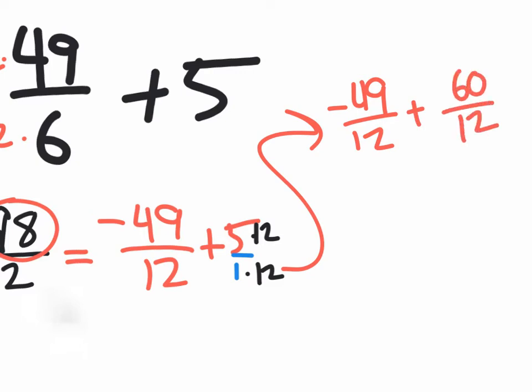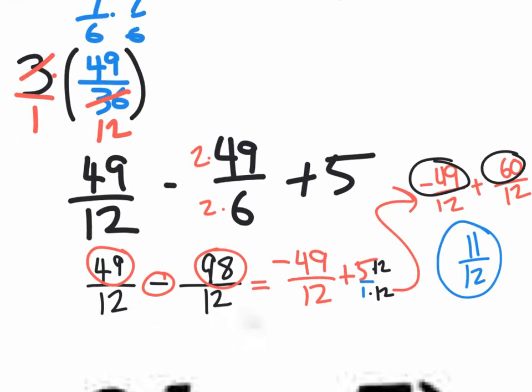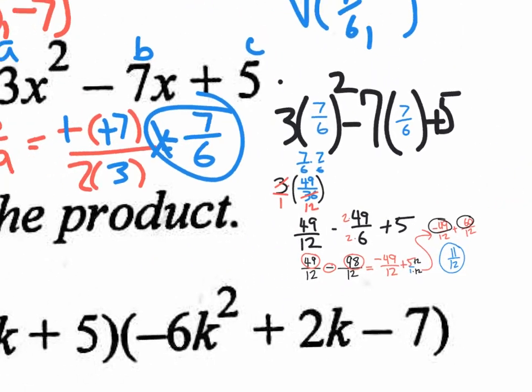And we could actually combine the numerators now. Negative 49 plus 60, that would be 11. So 11 over 12 is your Y value of your vertex. Yeah, it's a tremendous amount of work.